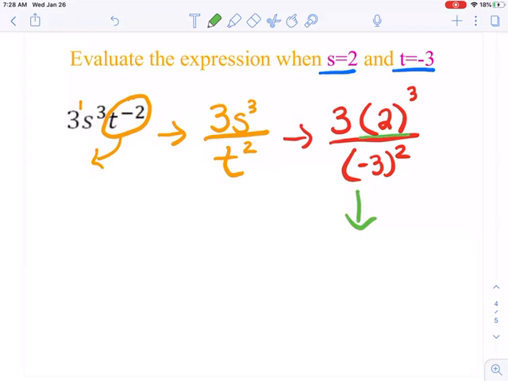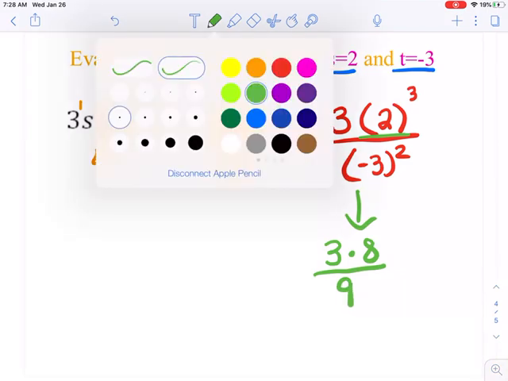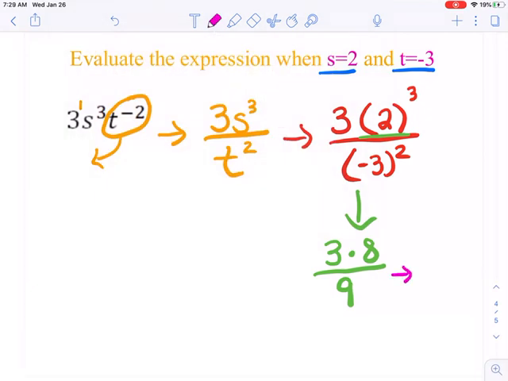So on the numerator, I have an exponent, 2 to the third. Well, 2 to the third is 8. So I have 3 times 8 over, and I can simplify this denominator part if I want. -3 squared, that's -3 times itself twice. -3 times -3 should give me a +9. So I still have to clean up the numerator, right? I have to deal with that 8 times 3. Well, that's going to give me 24 over 9.